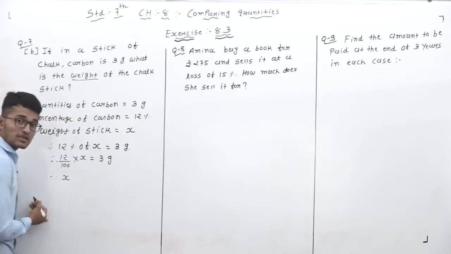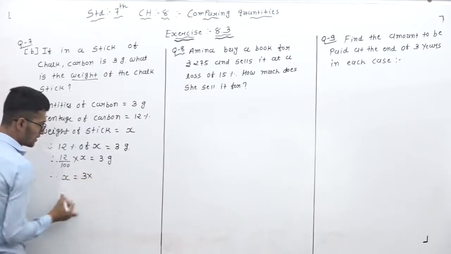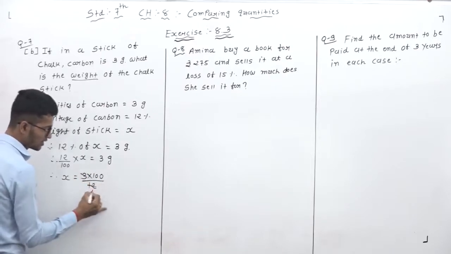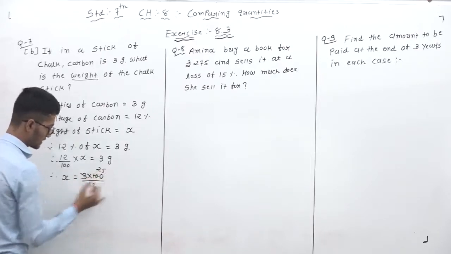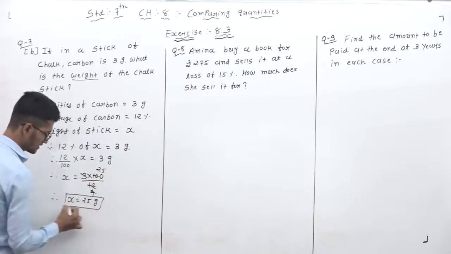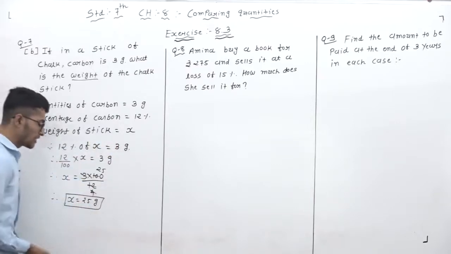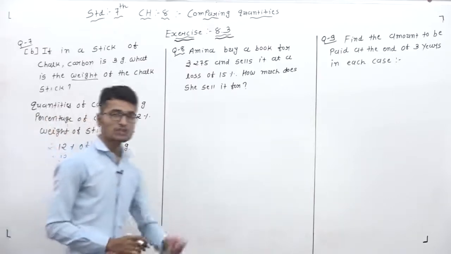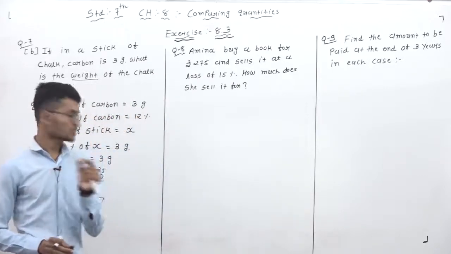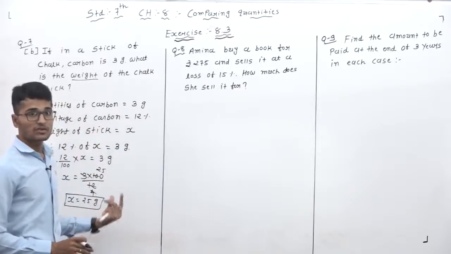It means x on this side, and the other values go to the other side. 3 is already here. 100 is divided, so on this side it is multiplied, and 12 is multiplied, so on this side it is divided. 3 fours are 12, 4 twenty-fives are 100. So x is equal to 25 gram. So the weight of the stick is 25 gram. If one chalk stick has 3 gram of carbon, the total weight of the chalk stick is 25 gram. So, understand question number 7, second part.